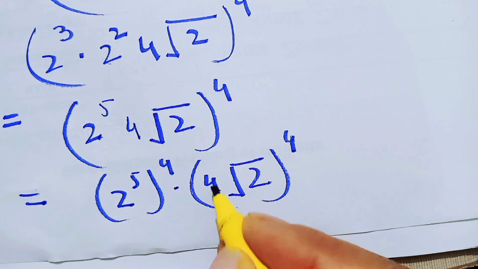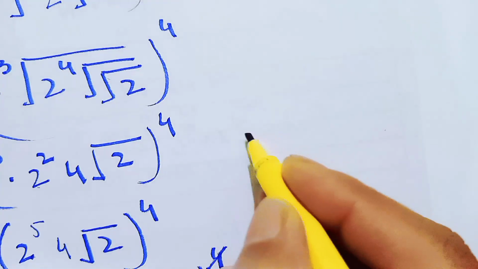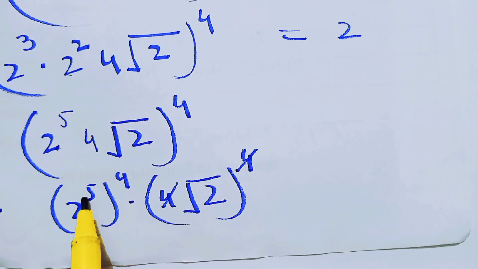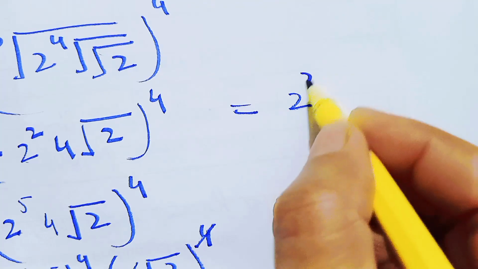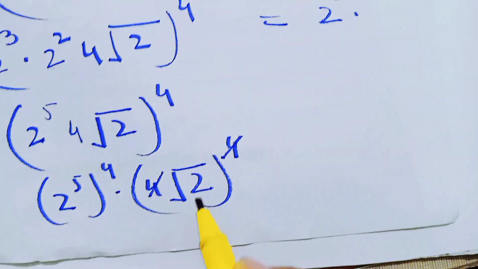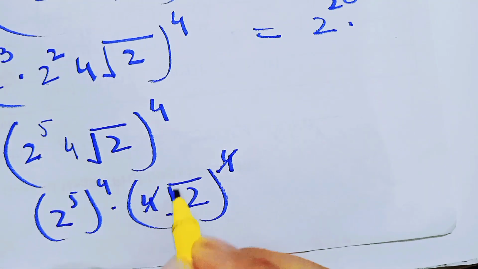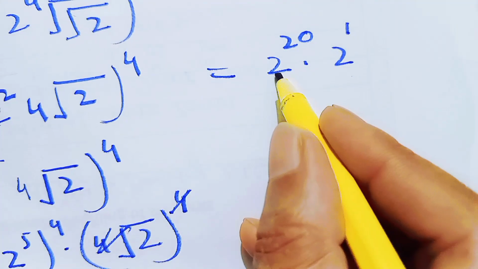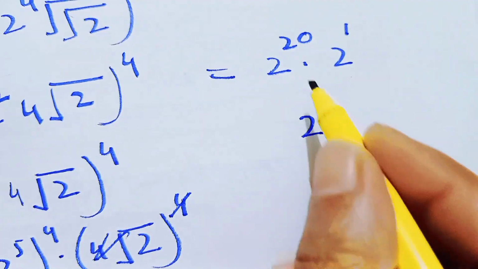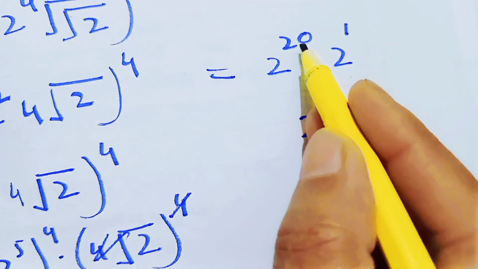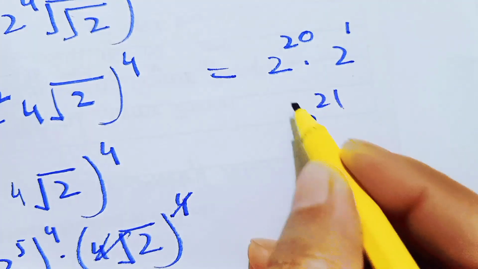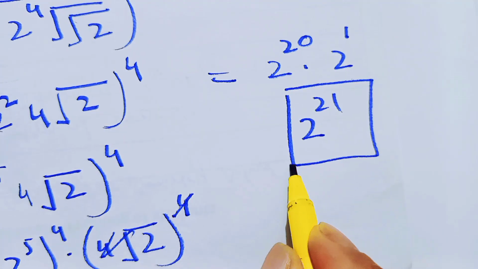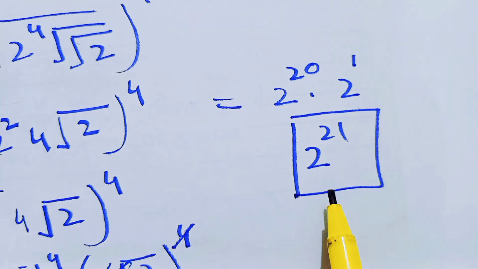So here this 4 cancels out this 4, and the remaining is 2, and we multiply powers: 5 multiplied by 4 is equal to 20, times this 2 to the power of 1. Now this 2 and this 2 are the same base, so we add powers: 20 plus 1 is 21. So here it is our final answer, and this is the answer from method 1.